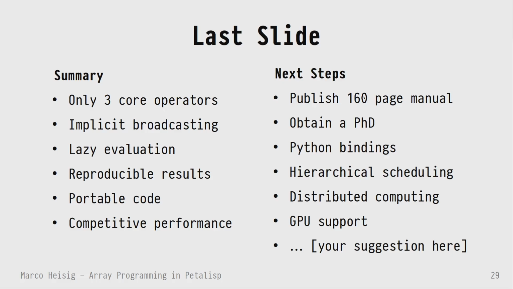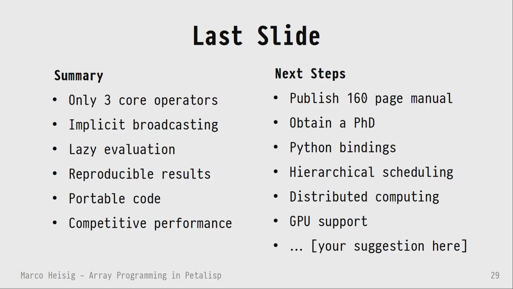And yeah, last slide summary. Petalisp is a language with only 3 core operators. What I didn't mention is it has implicit broadcasting all the time, everywhere by construction. So if you have a Jacobi function on rank 2 arrays, you can also invoke that on 100 rank 2 arrays and it would just work, or 100 by 100. And this really propagates throughout.